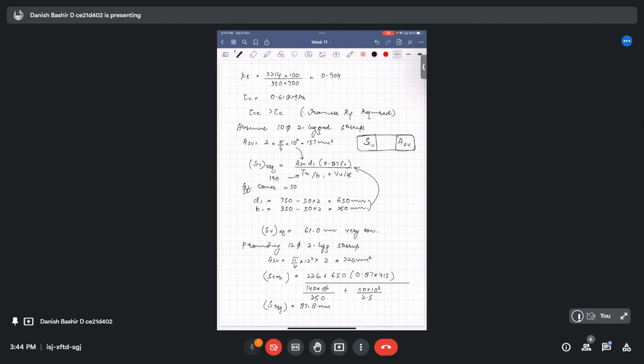Here, the spacing and the area of the stirrup are roughly inversely proportional to each other. For example, here I was getting very low spacing that might congest the reinforcement, so I go for the higher reinforcement, that is the higher diameter, 12 mm. That's why it's the reverse of the two.